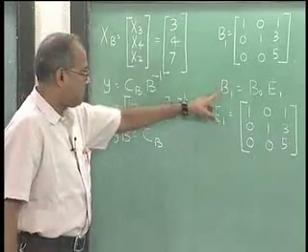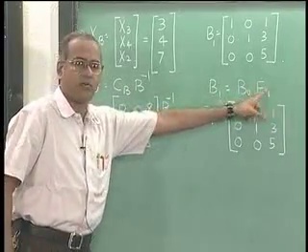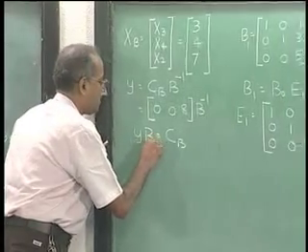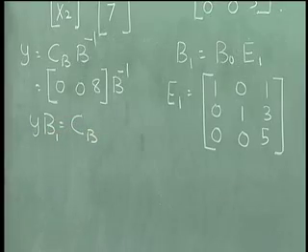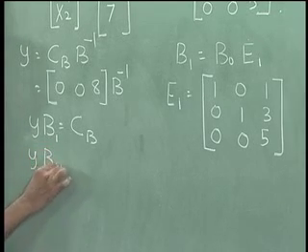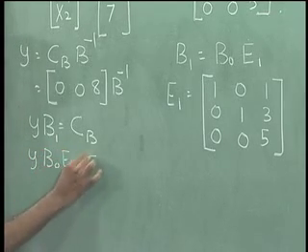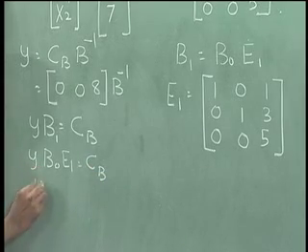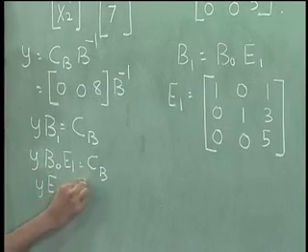So, now B1 is equal to B0 into E1. So, in order to find out y, we should find out y B1 is equal to CB. So, y B0 E1 is equal to CB. B0 is I. So, y E1 is equal to CB.